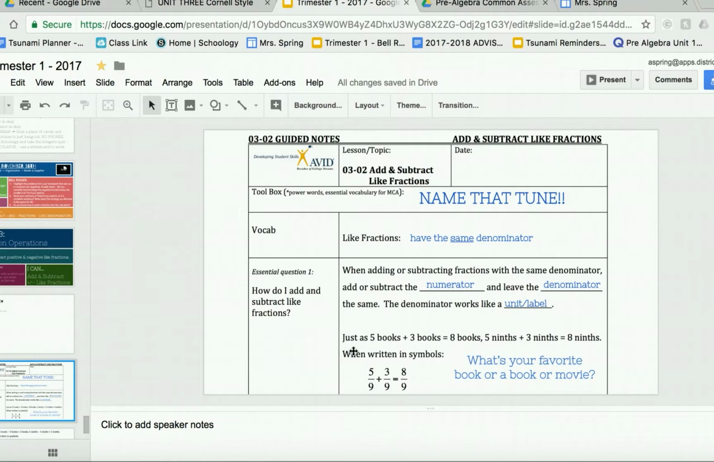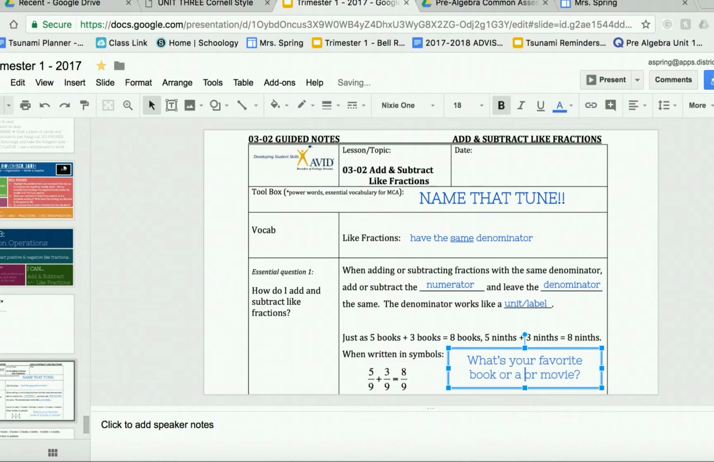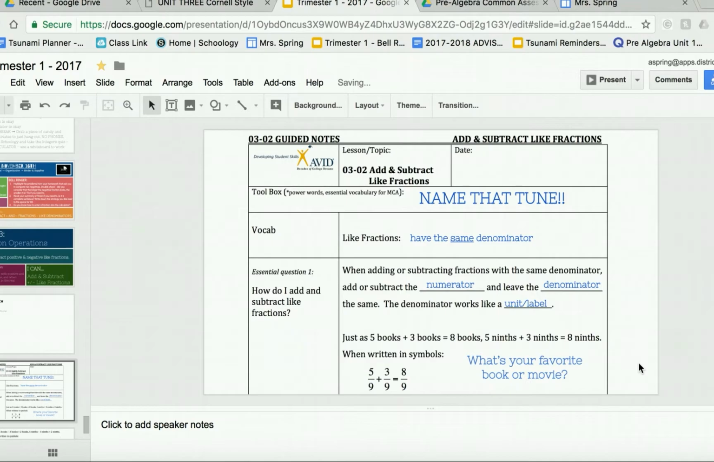All right, I'm going to have you pause for a quick second. I want you to think about this question. What is your favorite book or movie? Sorry, that's a typo. What's your favorite book or movie? Will you please think about that and write down your answer right in this open space? And then pick back up when you're finished.